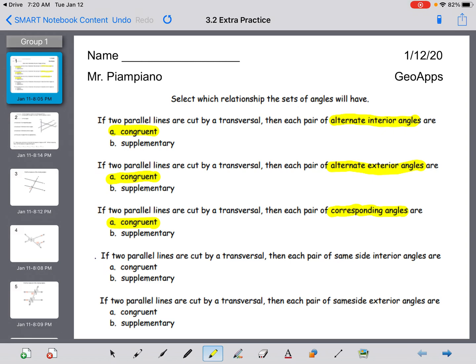If two parallel lines are cut by a transversal, then each pair of same side interior angles are going to add up to 180 degrees. That's supplementary. And if two parallel lines are cut by a transversal, then each pair of same side exterior angles are going to be supplementary. You're going to have to use these for the last 7 questions or so.